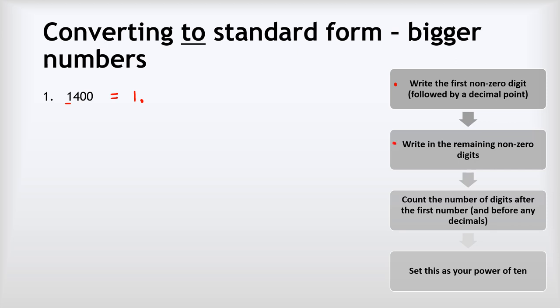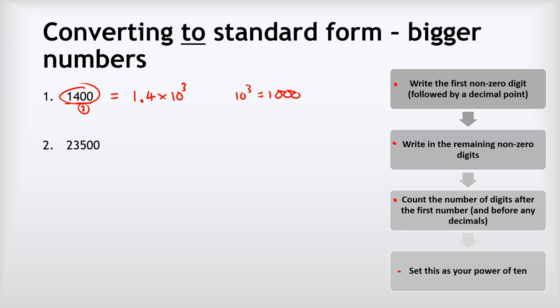Then we write in the remaining non-zero digits, so in this case 1.4. Then it says to count the number of digits after the first number and before any decimals. I've got three numbers there after the first number and before any decimals. So that then will become my power of 10. So I go 10 to the power of 3 because of that 3 there. Now, it's always worth a little sense check of your answer. 10 to the power of 3 is 1,000. And so we should be looking at a number in the thousands, and that is what we've got there.